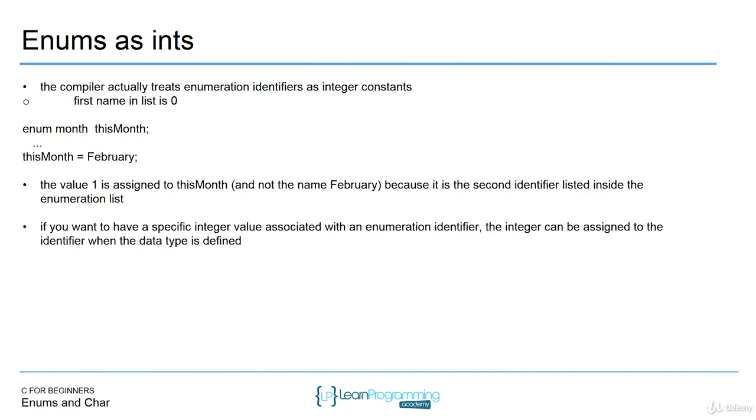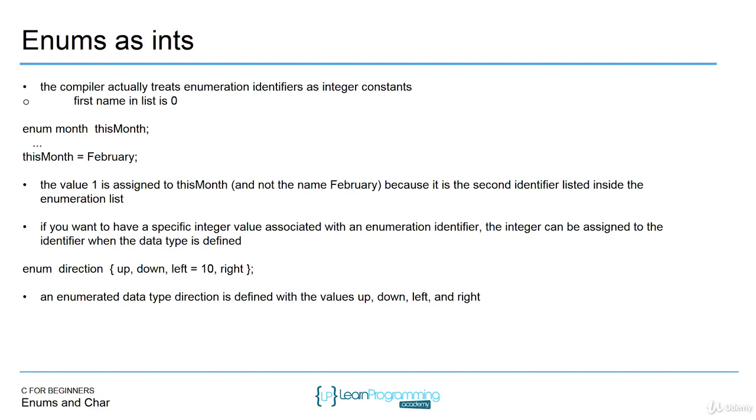Now, if you want to have a specific integer value associated with the enumeration identifier, you can explicitly assign something using the assignment operator when you actually define the type. So, for example, here, if we define a new enum of type direction, and we're saying that the valid values for direction are up, down, left, and right, you'll see that the third value left actually has an equals. That's saying that left is going to be equal to 10. So in this case, our enum type direction is defined with the values up, down, left, and right. Those are the only valid values that you can assign to variables of this type.